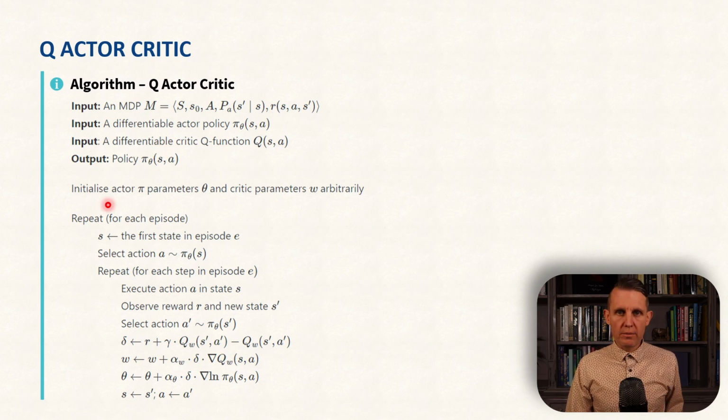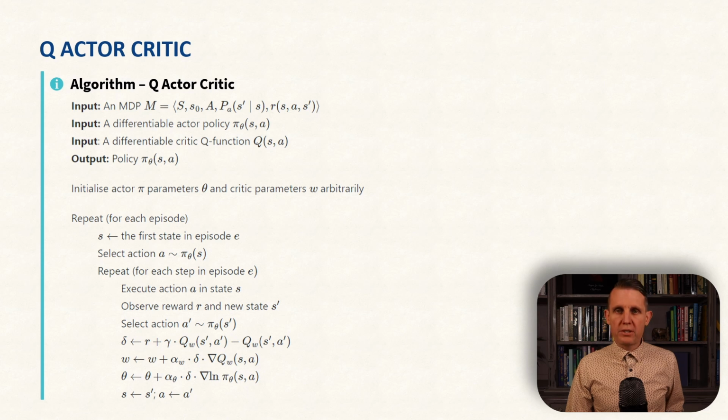At a high level, the algorithm looks a lot like SARSA. We have a series of episodes, we select an action in each state, execute that action, and then observe the reward and the new state. We then select the action for the next state, and we do our updates. For the Q actor-critic, it's how we do the updates that differentiates it from policy gradients and also from Q-learning and SARSA. These three lines here are the important ones for Q actor-critic.